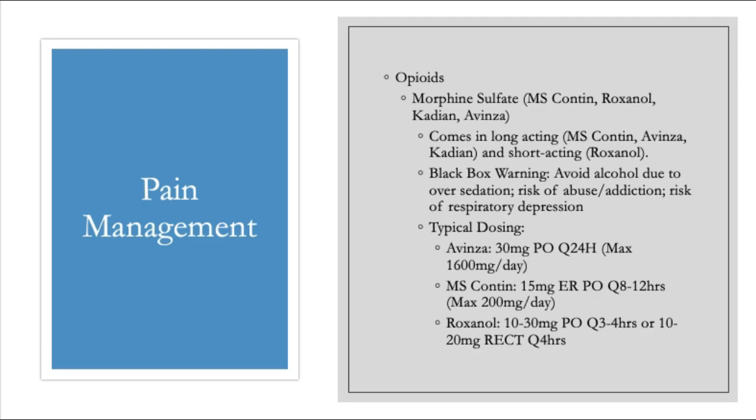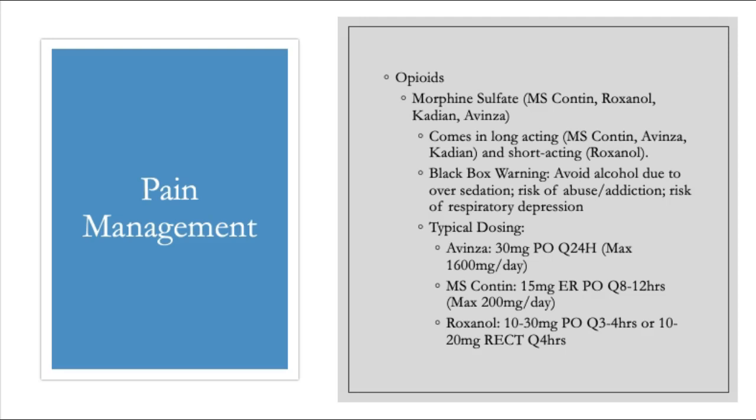Well, and then let me talk about Roxanol here first, and then I'll tell you something about morphine. So Roxanol, we do about 10 to 30 milligrams by mouth every 3 to 4 hours. Or you can do 10 to 20 milligrams rectally every 4 hours. Now, there are different orders, especially for people that maybe are closer towards that hospice, but not specifically hospice yet. We can even do Q1 hour until a pain relief level is reached.